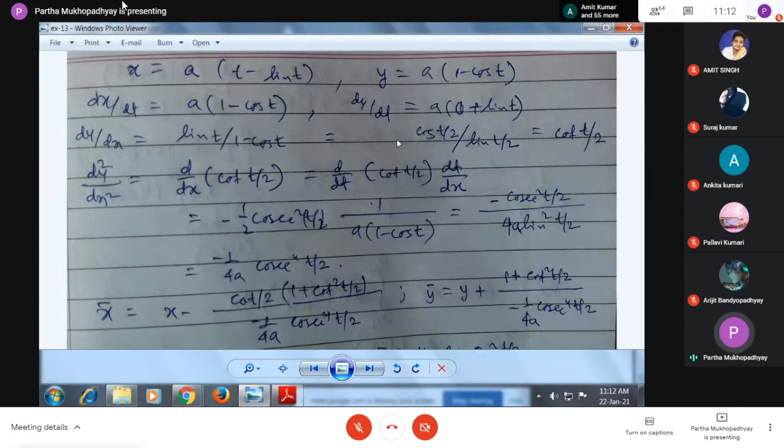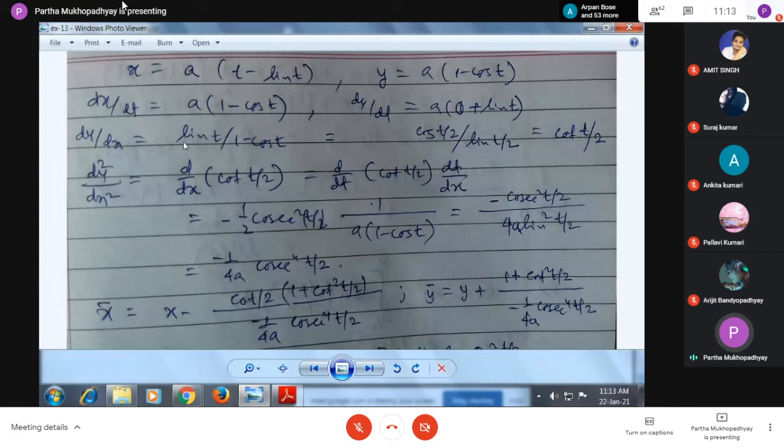And sin t can be written as 2 sin t/2 cos t/2. And 1 minus cos t can be written as 2 sin squared t/2. So 2 will be cancelled and 1 sin t/2 will be cancelled from both denominator and numerator. So we are left with cos t/2 by sin t/2. Okay, I hope everybody is clear, very simple.